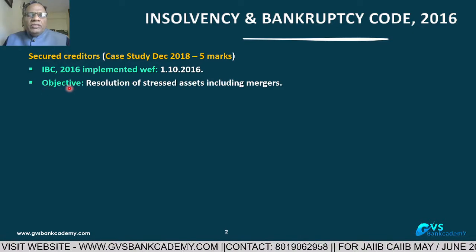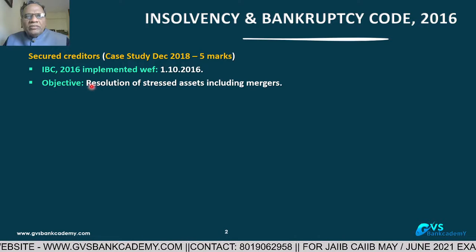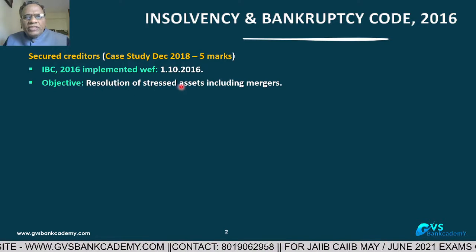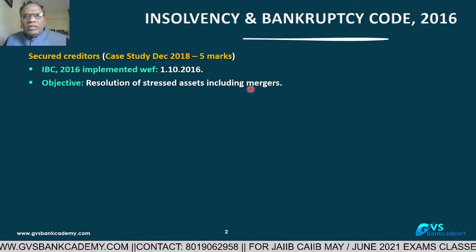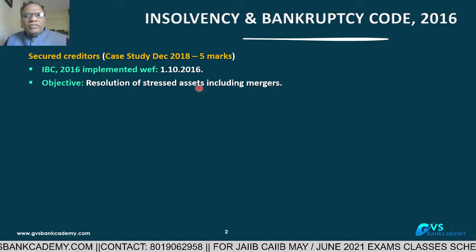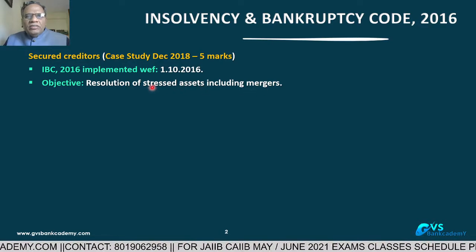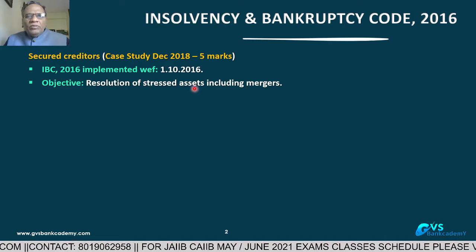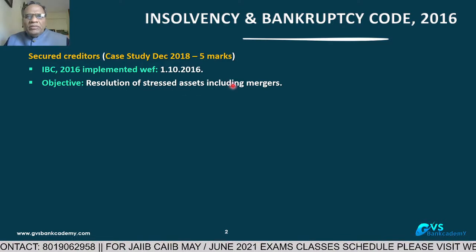The objective of the Insolvency and Bankruptcy Code is resolution of stressed assets, if needed, including mergers of the companies or organizations. That is called the objective: resolution of stressed assets, including mergers. Here stressed assets means SMA 0, SMA 1, SMA 2 plus NPA advances, and the remaining advances will also come.